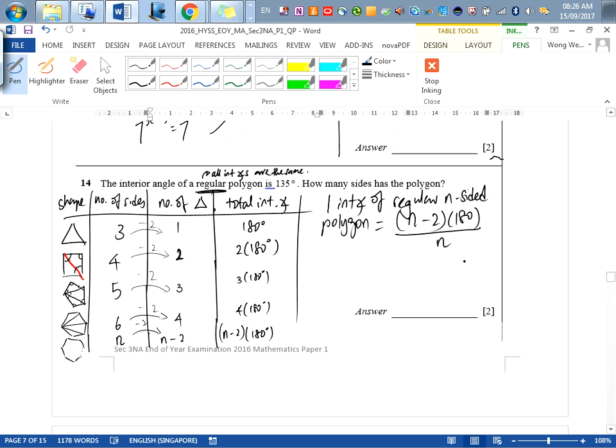So now, how much is this equal to? Yeah, this is equal to 135. And I have one unknown with one equation, so I can solve it. So I cross multiply. This is 135 over 1. So my next step will be (n minus 2) times 180 is equal to 135n. Then you solve for n yourself, and you realize that n is equal to 8. Okay, I'm not going to do that for you, do it yourself.